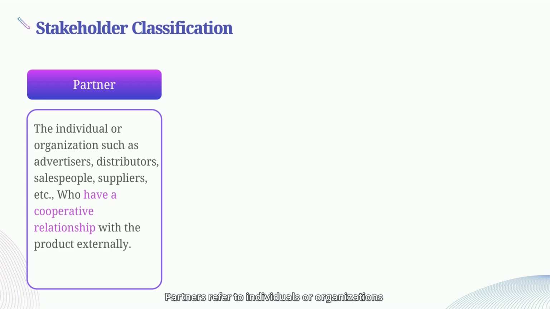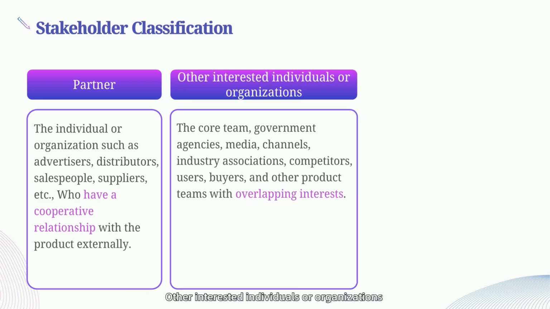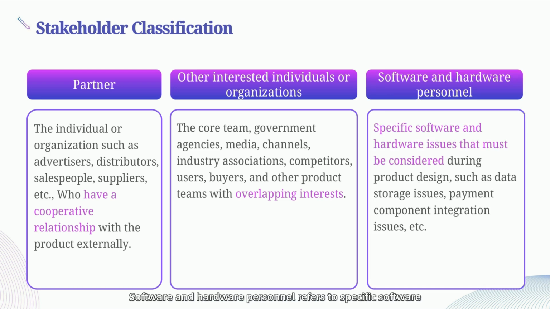Partners refer to individuals or organizations such as advertisers, distributors, salespeople, suppliers, etc., who have a cooperative relationship with the product externally. Other interested individuals or organizations are only interested in the project, including the core team, government agencies, media, channels, industry associations, competitors, users, buyers, and other product teams with overlapping interests. Software and hardware personnel refers to specific software and hardware issues that must be considered during product design, such as data storage issues, payment component integration issues, etc.